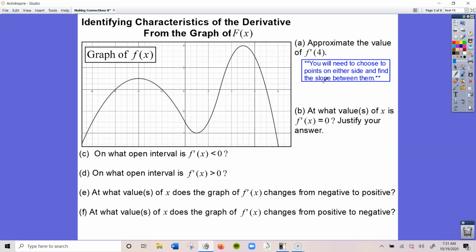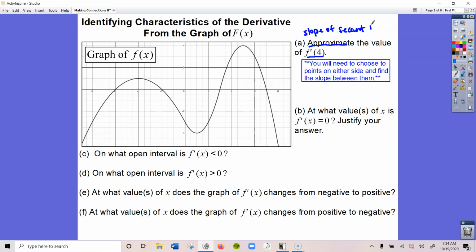Now, we're going to practice using our justification. So we're going to answer all of these questions based on the graph of f of x. First, we are asked to approximate the value of f prime of 4. Whenever you are asked to approximate, this means to find the slope of the secant line.